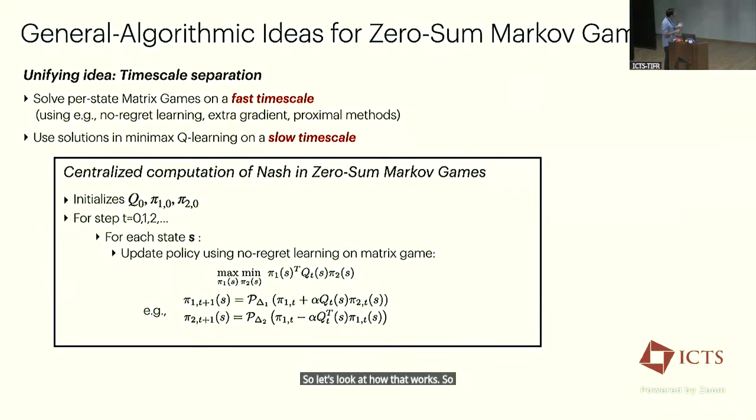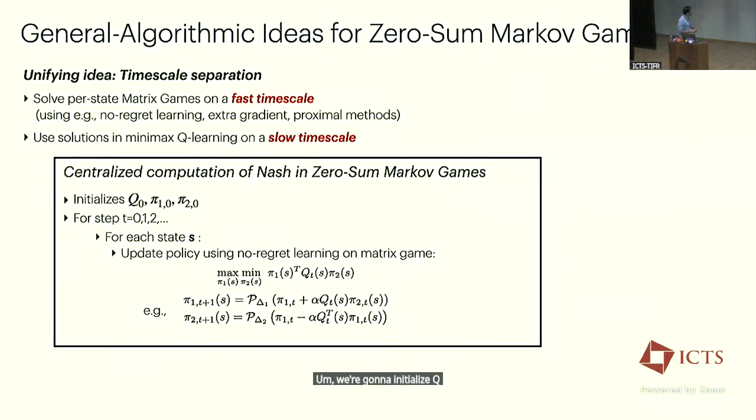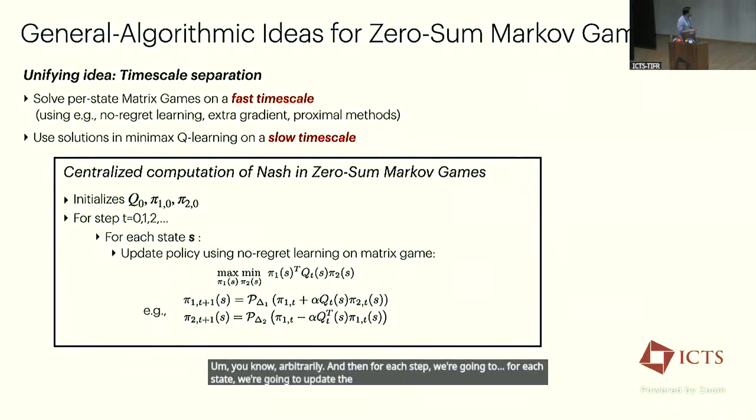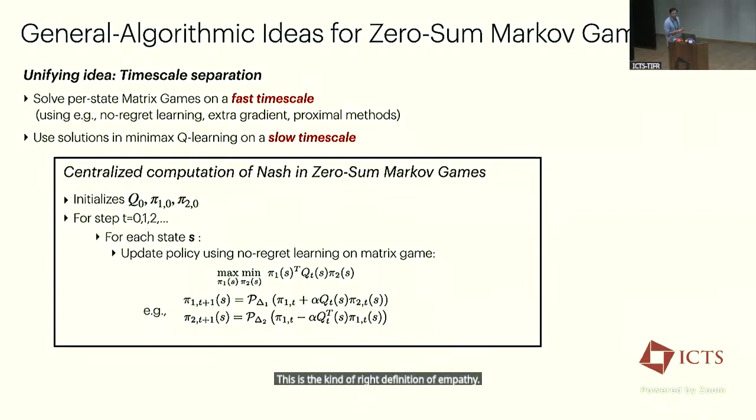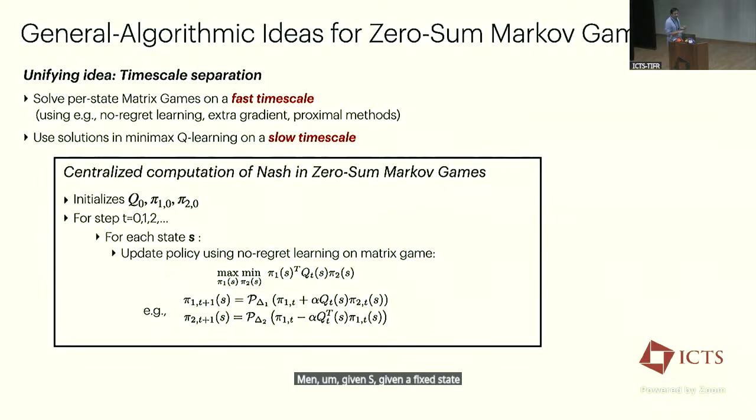This is what I'm calling the centralized computation of Nash in a zero-sum Markov game. We're going to initialize Q0 and the policies for all of the players arbitrarily. And then for each step, for each state, we're going to update the policy using a no regret learning algorithm on this matrix game. This is the right definition of a matrix game that I was looking at. So basically, we're going to solve for a max, min, given a fixed state S, of this object here, where Q, if you remember, is now just a matrix in A1 cross A2. So this is really just a matrix game given the state.